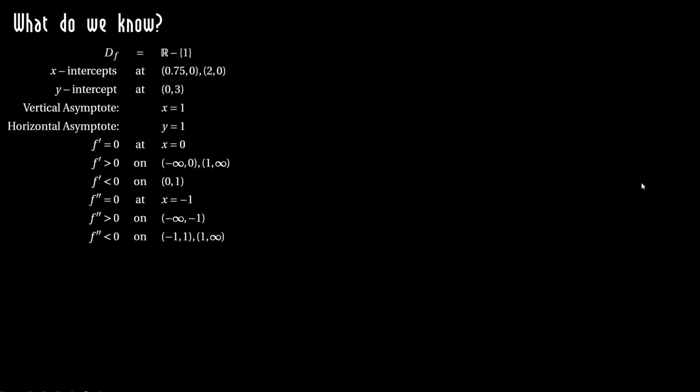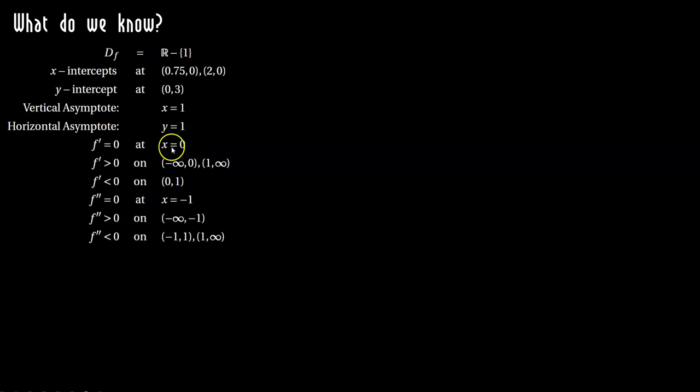Let's try another one. Same situation, the domain is everything but 1. I have x-intercepts at (-0.75, 0) and (2, 0). I have a y-intercept at (0, 3). I have the vertical asymptote again at x equals 1. I have a horizontal asymptote again at y equals 1. But I've got different information. I have a critical point here.